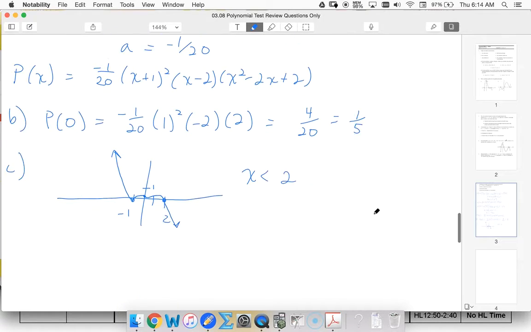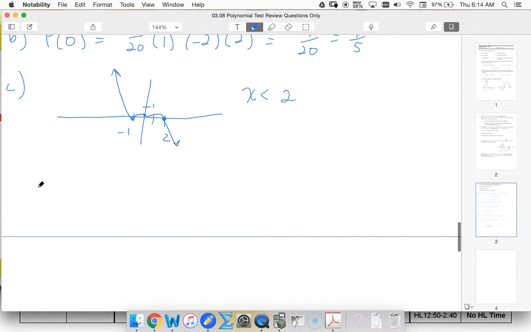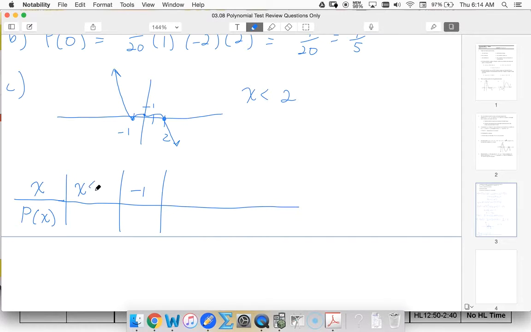But let's check it with a sign chart. So in my sign chart, I'm going to have x values and my polynomial values. So x and then p of x. And I want to look at values all around my roots. So I know that -1 is a root, so I want to look at values less than -1, and then between -1 and 2, and then I've got 2, and then I've got x values greater than 2. And that is what I meant to say here. Oops.